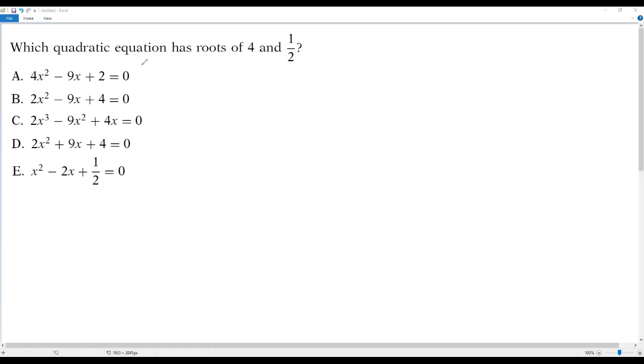Which quadratic equation has roots of 4 and 1 over 2? Okay, here we have the two roots of a quadratic equation and we have to find the quadratic equation. When we know the two roots of a quadratic equation, there is a formula to get the quadratic equation.